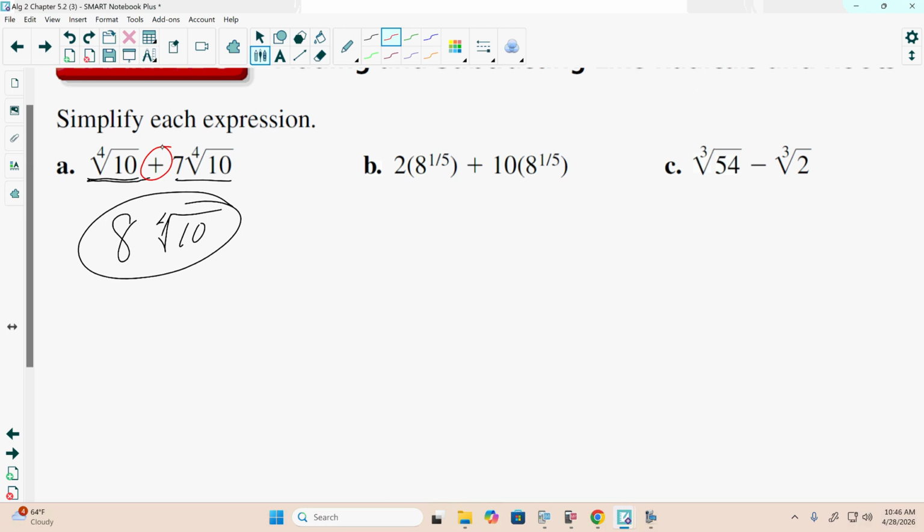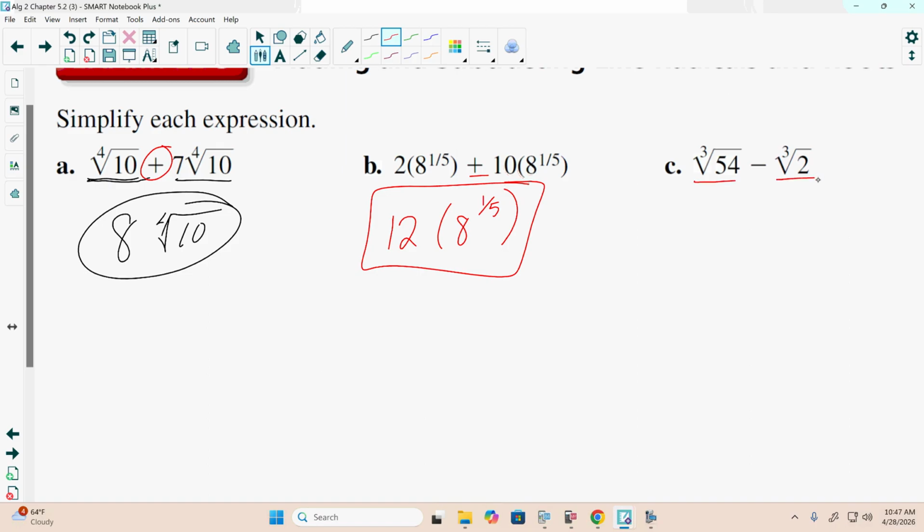Well, here we are adding. So I say that I had 2 times 8 to the 1/5, and I'm adding to it 10 times 8 to the 1/5. So total we should have 12 times 8 to the 1/5. Since those are the exact same, they are like terms, so we're able to add them together. Because if the radicals are the exact same, or what's inside the parentheses is the exact same, we can add them together.